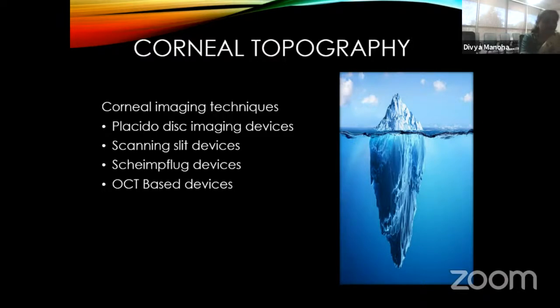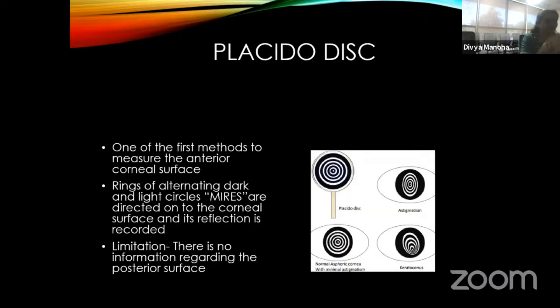So we need to have a good understanding of the corneal imaging techniques for good clinical application and decision making as well. Some of the types of topographers and tomographers that we have include the Placido disc. One of the first methods to measure the anterior corneal surface was the Placido disc, and it consists of circular targets of alternating concentric circles, which are called the mires.